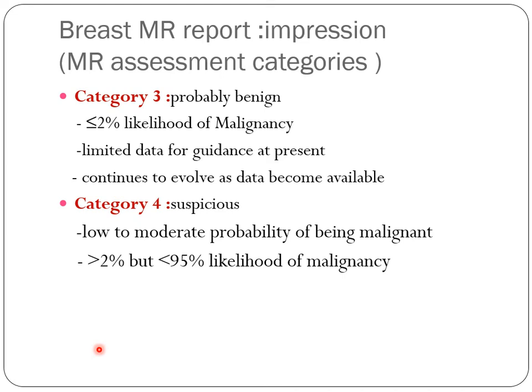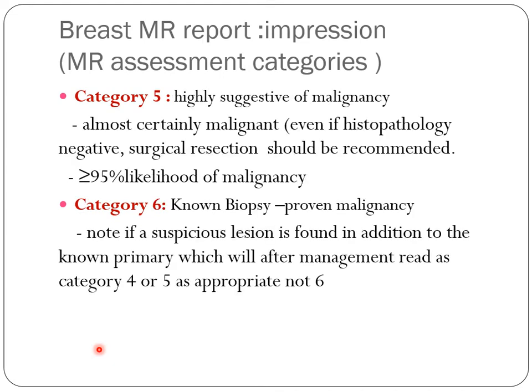Category 4, suspicious, is a low to moderate probability of malignancy, more than 2% but less than 95% likelihood of malignancy. Category 5 is highly suggestive of malignancy, almost certainly malignant, and even if histopathology is negative by MRI, surgical resection should be recommended. If it is category 5, you have to resect the lesion, because the likelihood of malignancy in a category 5 is greater than or equal to 95%.